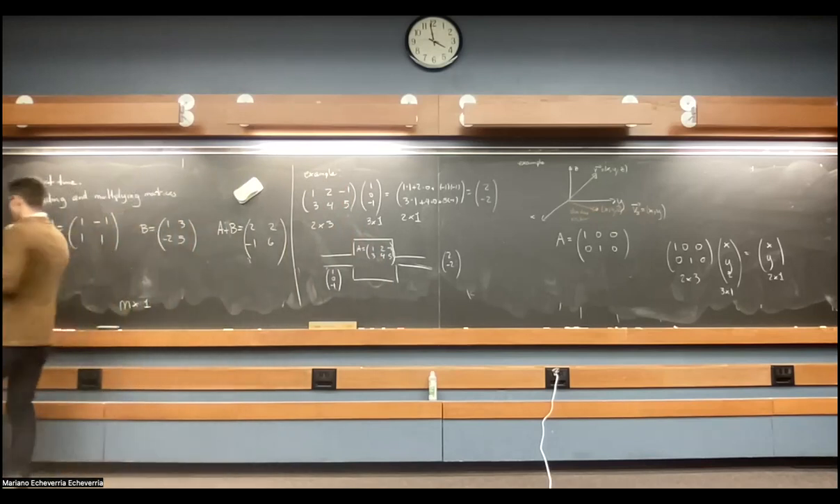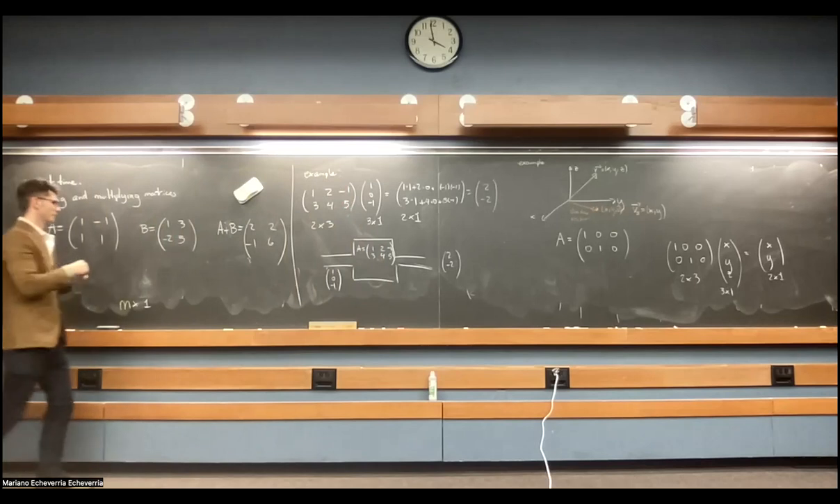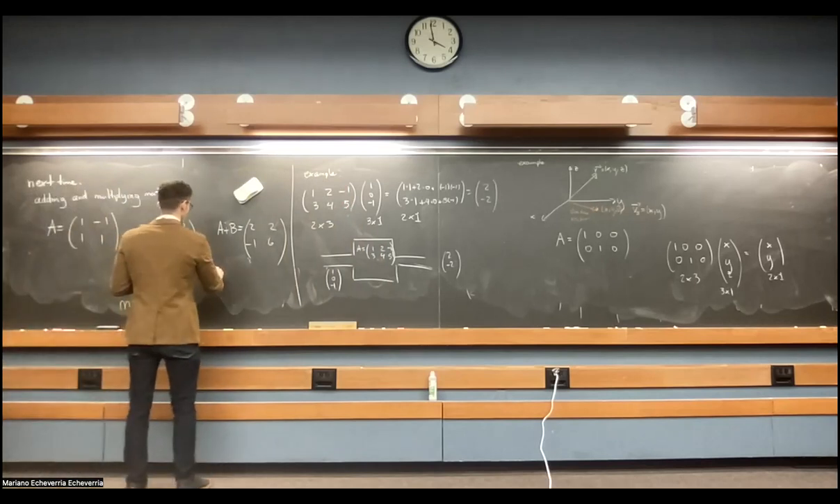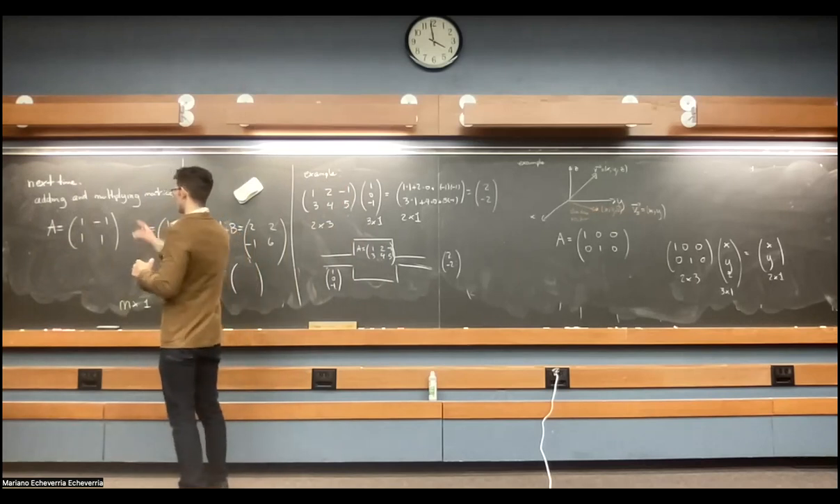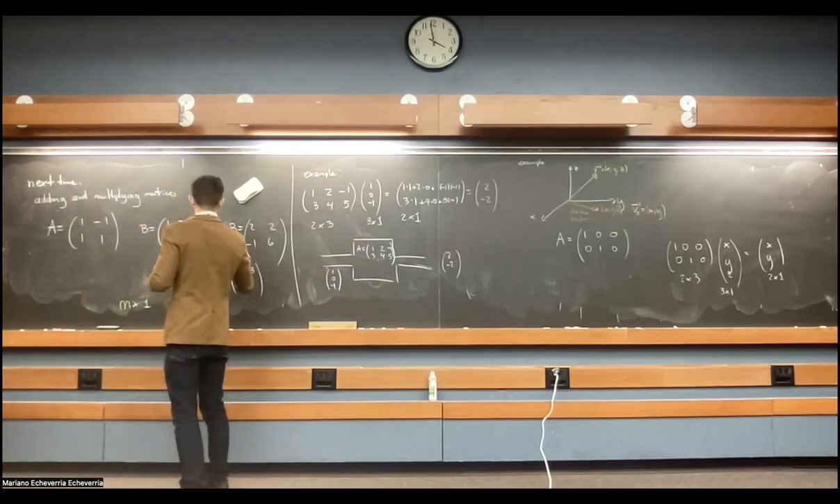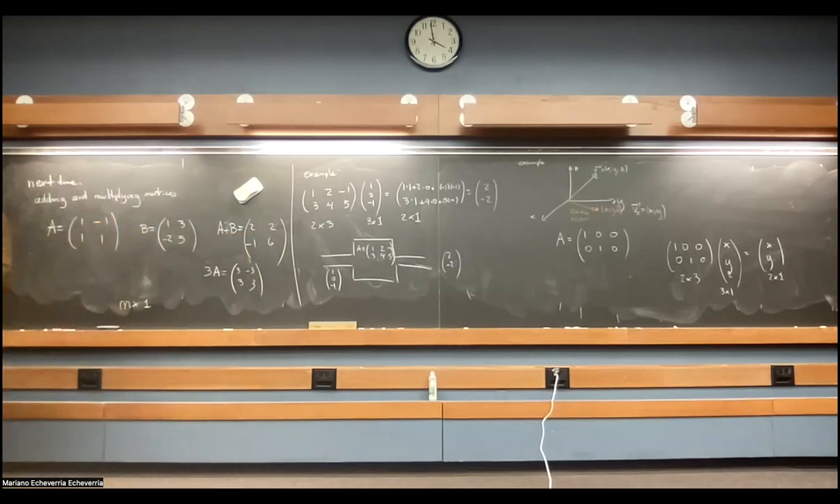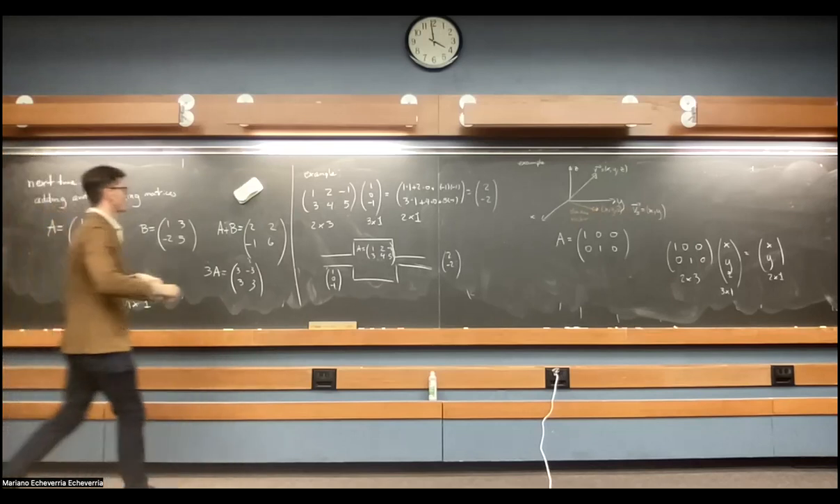And likewise, you could multiply a matrix by a number or a scalar. So if you wanted to do something like 3A, then you get 3, negative 3, 3, 3. Multiplying a matrix by a number will just be multiplying each individual entry by that number. Is that making sense? That's kind of reasonable.